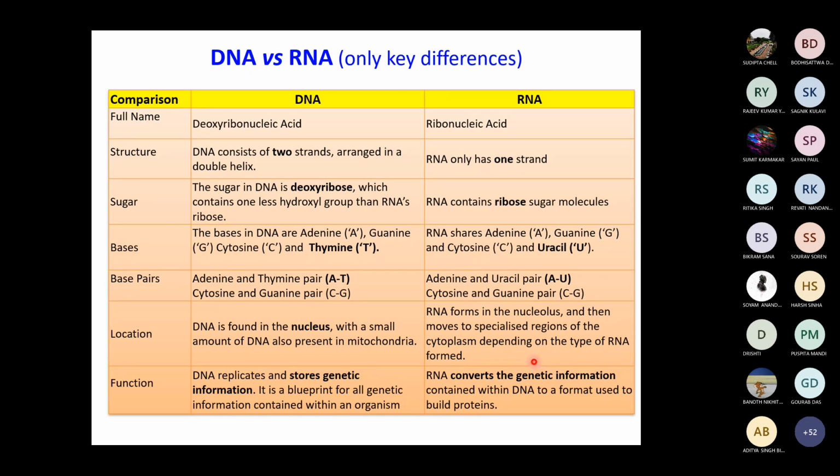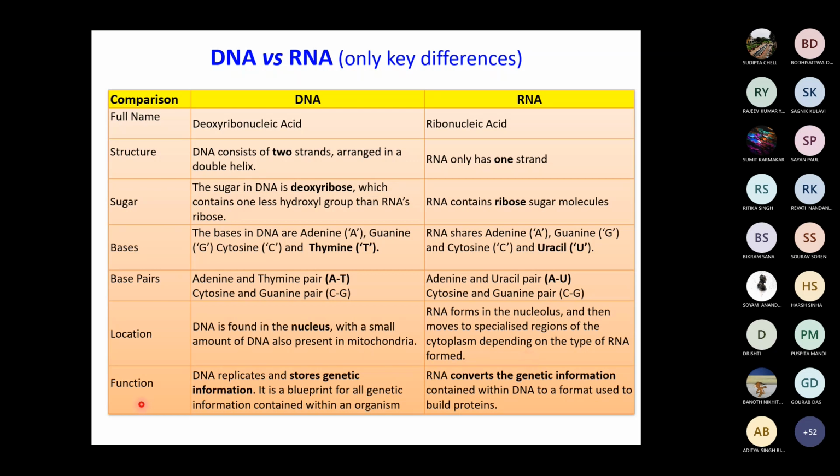I think in cell biology you must have read about different types of RNA. Did you read or not? Transfer RNA, messenger RNA, ribosomal RNA. Yes, a little bit, ma'am. Okay, so RNA has different forms, and based on the type of RNA, they are kept in different regions.